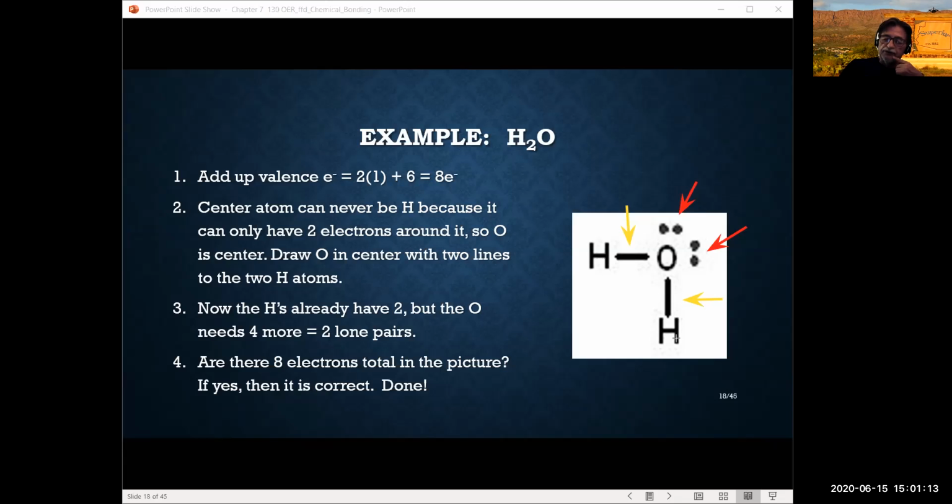And around the hydrogen, it's the duet rule. It doesn't have the octet, okay? Because it only has one electron to work with to begin with, okay? So it's happy. So this formula is the Lewis dot structure for water, okay? All right, so let me stop it here.